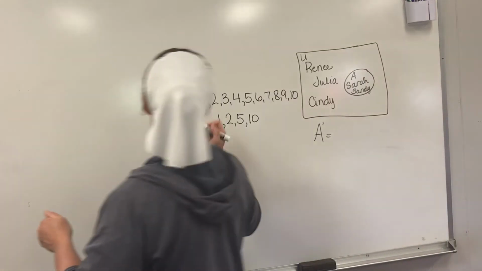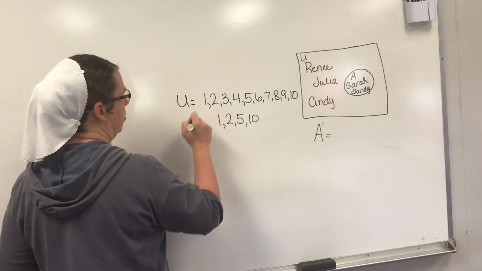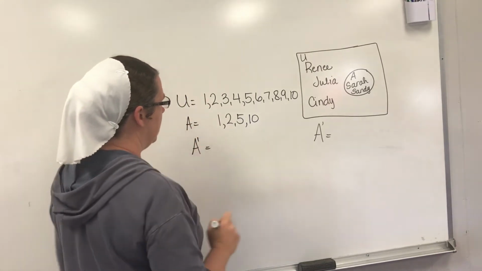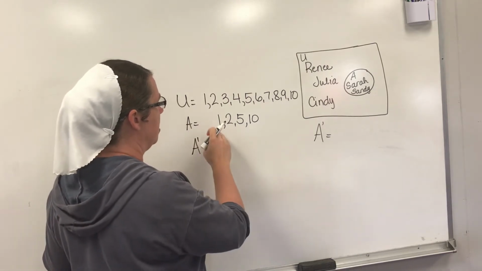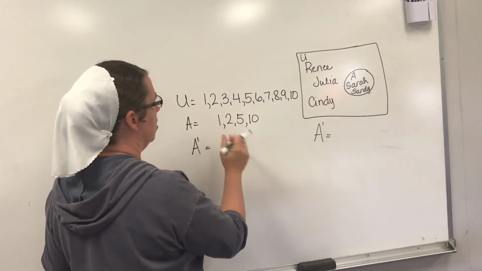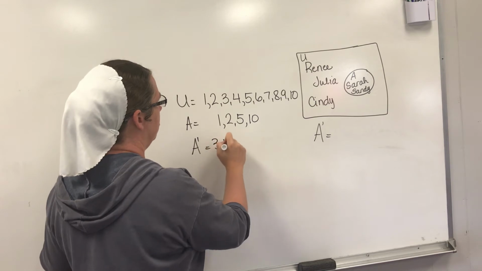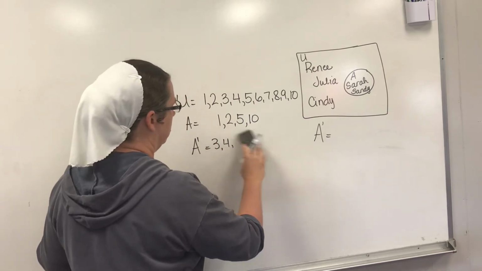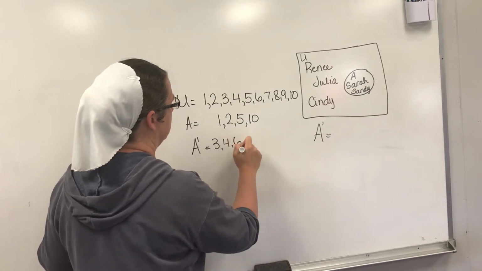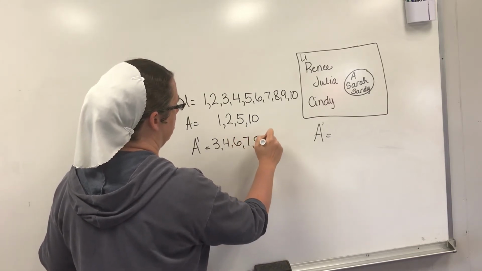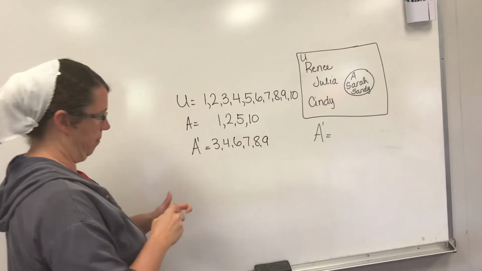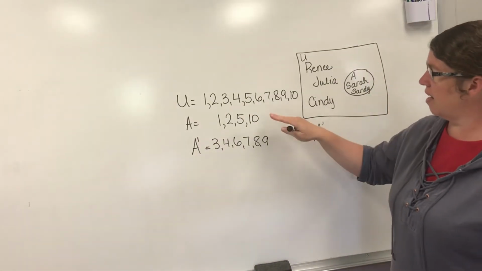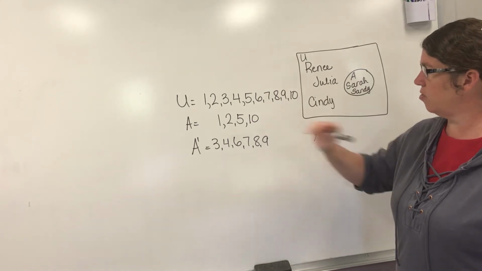Now, the complement of set A is anything that's not included in this. So we have 3, 4, 6, 7, 8, and 9. Remember, the complement is anything that's not included in that set. So it's everything else.